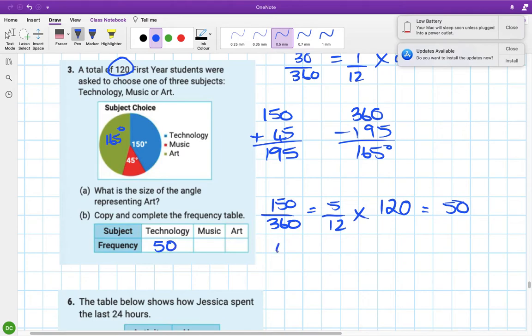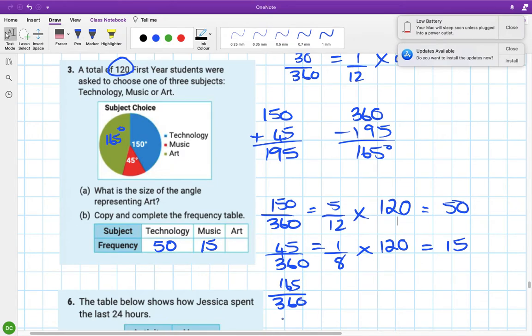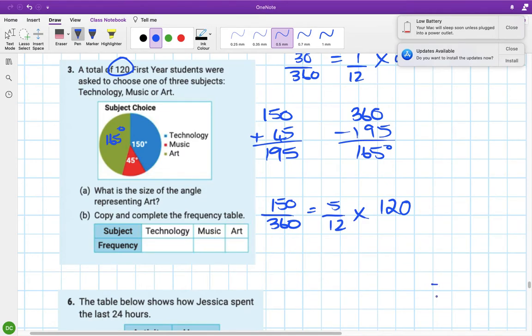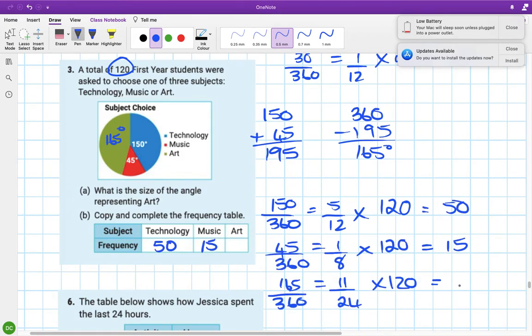Music is the red one, which is 45 out of 360. What was that? An eighth. So an eighth of 120 is 15. And then art is the 165 out of 360, which is 11 over 24 of 120. So 11 over 24 multiplied by 120 is 55. Okay.